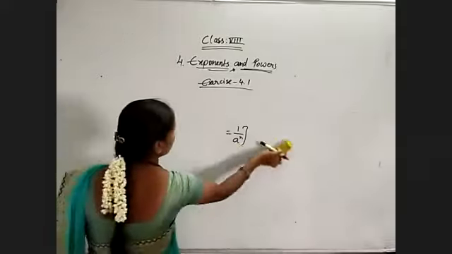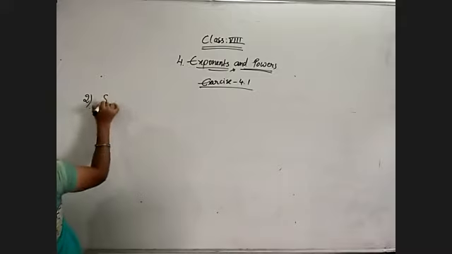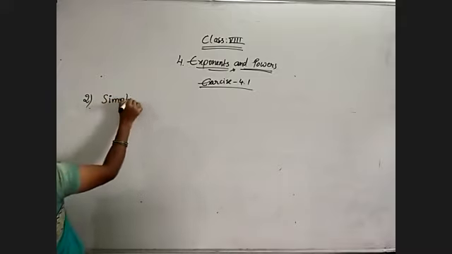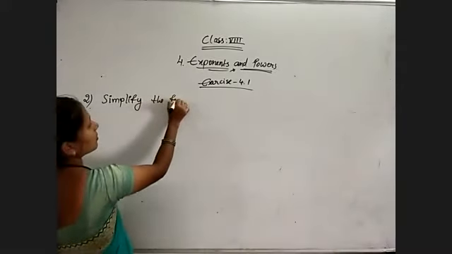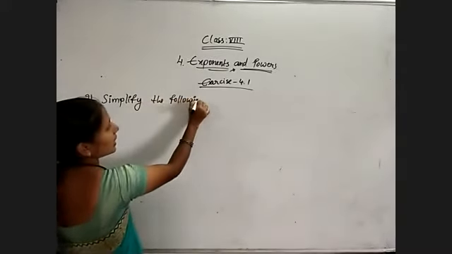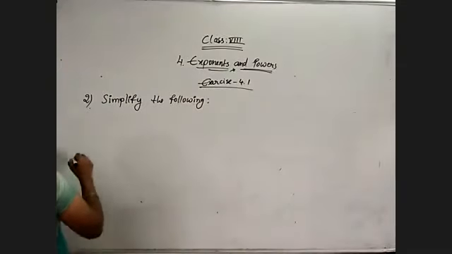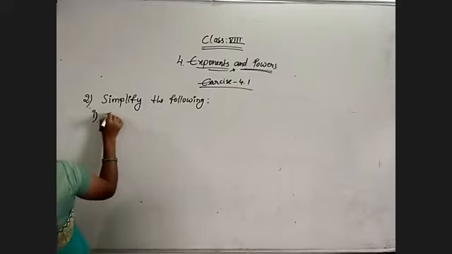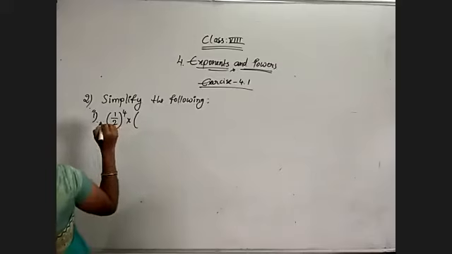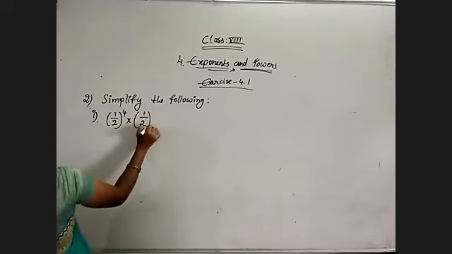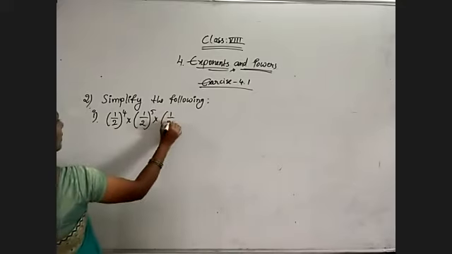Second problem. Simplify the following. All are simplifications only, meaning we need to use formulas. That's all. Simplify the following. Very simple and easiest chapter this one, if you know the laws of exponents. And my first problem is 1 by 2 to the power of 4 into 1 by 2 to the power of 5 into 1 by 2 to the power of 6.